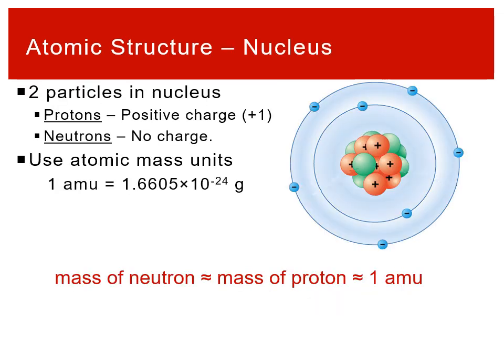And so each nucleus is composed of two different types of particles. You have protons that are positively charged and neutrons that are neutral. They have no charge. The mass of those particles is very small, right? 10 to the negative 24 grams.